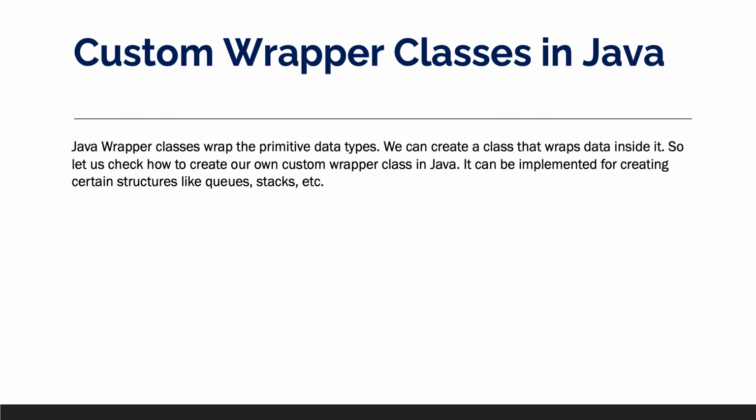Java wrapper classes wrap the primitive data type. That's what we have seen, right? So we can create a class that wraps data inside it. Let's check how to create our own custom wrapper class in Java. It can be implemented for creating certain structures like queue, stack and so on, because there we can implement our own custom wrapper class and do our own operations.